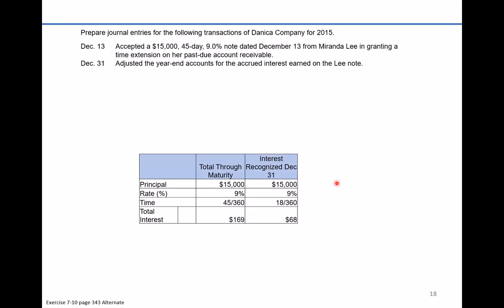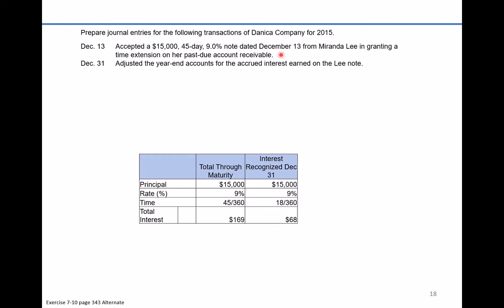So the problem reads, prepare journal entries for the following transactions for Denisha Company for 2015. On December the 13th, they accepted a $15,000 45-day 9% note dated December the 13th from Miranda Lee in granting a time extension of her past due account receivable.